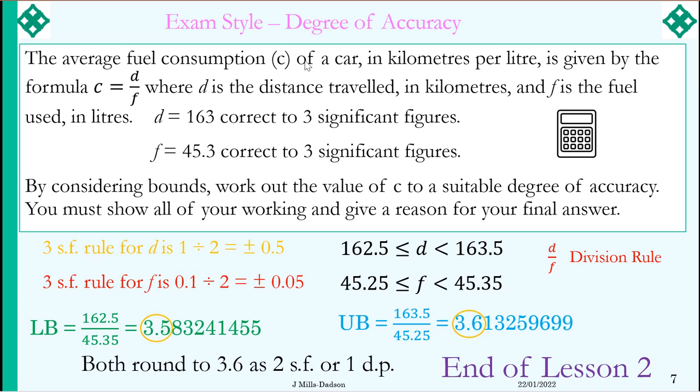So when a question is given to you and says work out to a suitable degree of accuracy, all they want you to do is to do both calculations for lower bound and the upper bound, line your answers up, keep on approximating and see at what point when you approximate you will get the same answer. And you have to state whether you are approximating to a decimal place or significant figure.